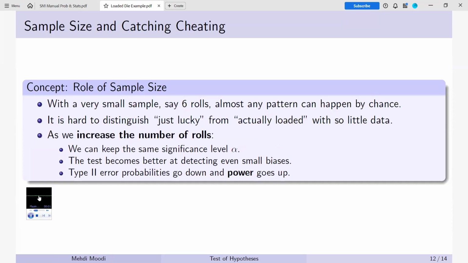More rolls means more information. With 6 rolls, 3 sixes could just be luck. With 600 rolls, 186 sixes would be a huge red flag. Bigger samples let you keep the same alpha while improving your chances of catching real cheating.